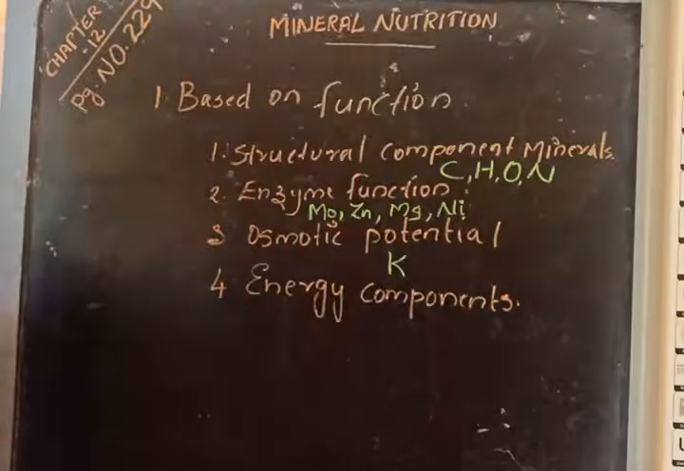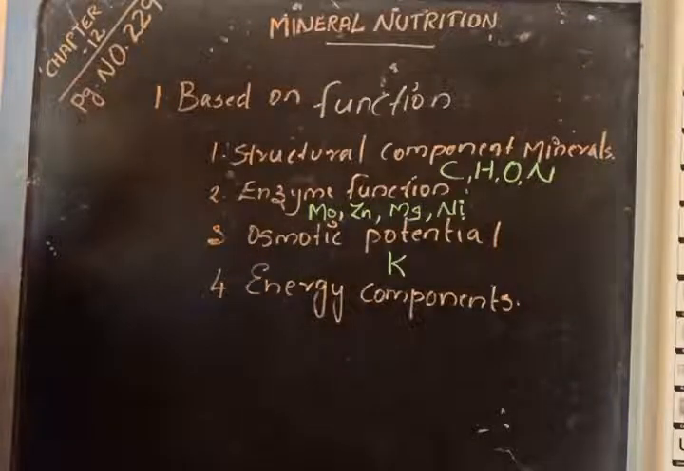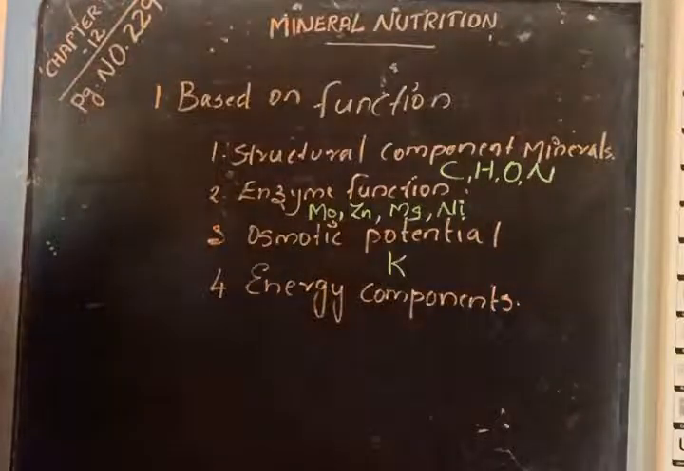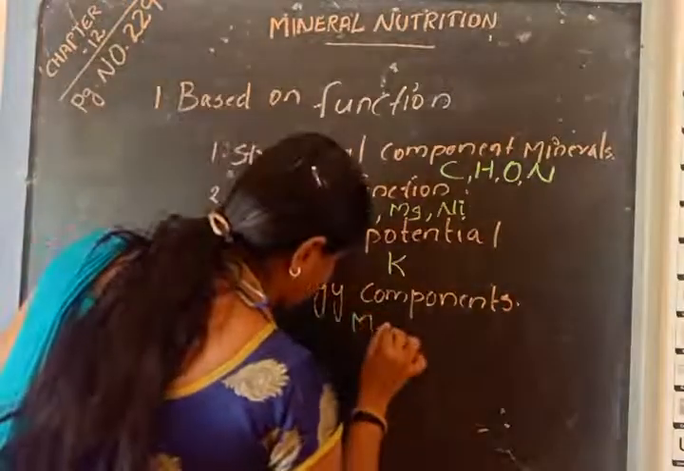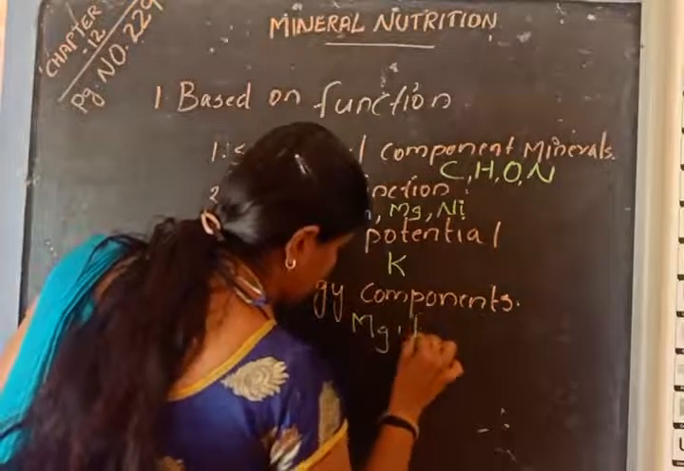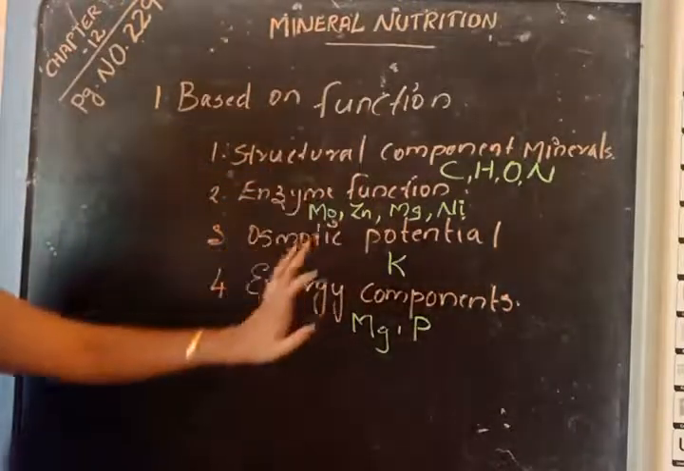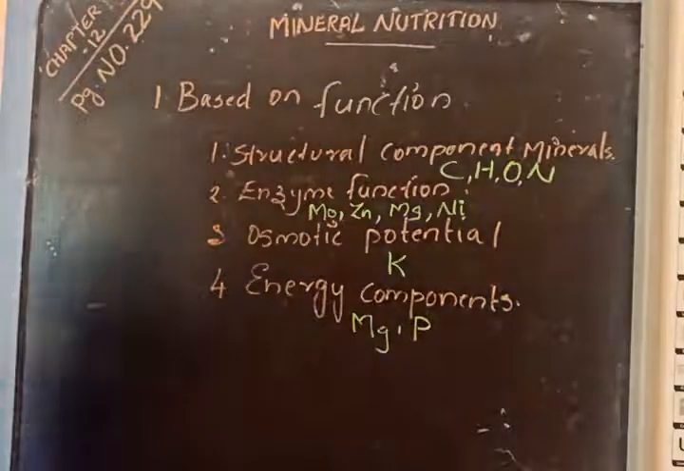Okay, then the last one is energy components. Magnesium in chlorophyll and phosphorus in ATP. We know that ATP and chlorophylls are the energy molecules. So magnesium and phosphorus are the energy component minerals. So based on function: structural component minerals, enzyme function, osmotic potential and energy components.